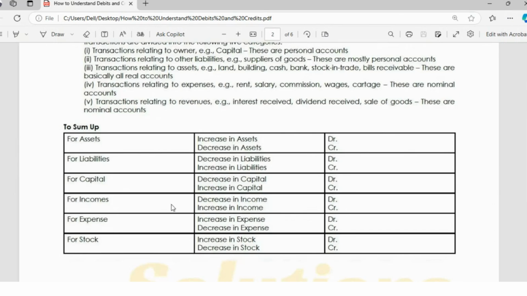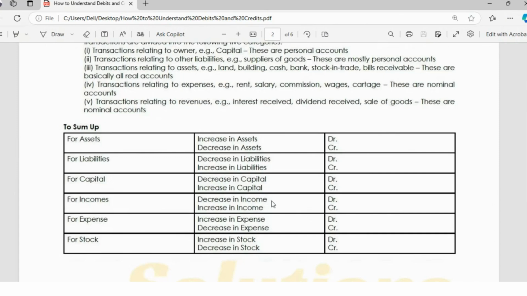So take any example of income accounts. Let's say sales revenue is an income. Let's start with an increase in income. Whenever you make a sale, that is an income to the organization, you will receive money as part of sales, then your income will increase. That is where you will credit your revenue, which means the sales account is credited.